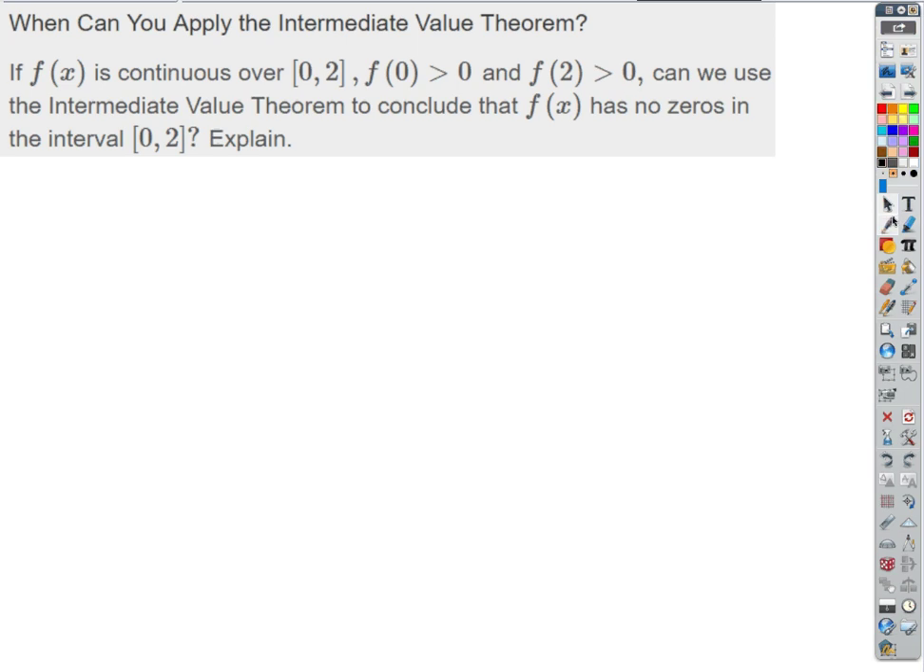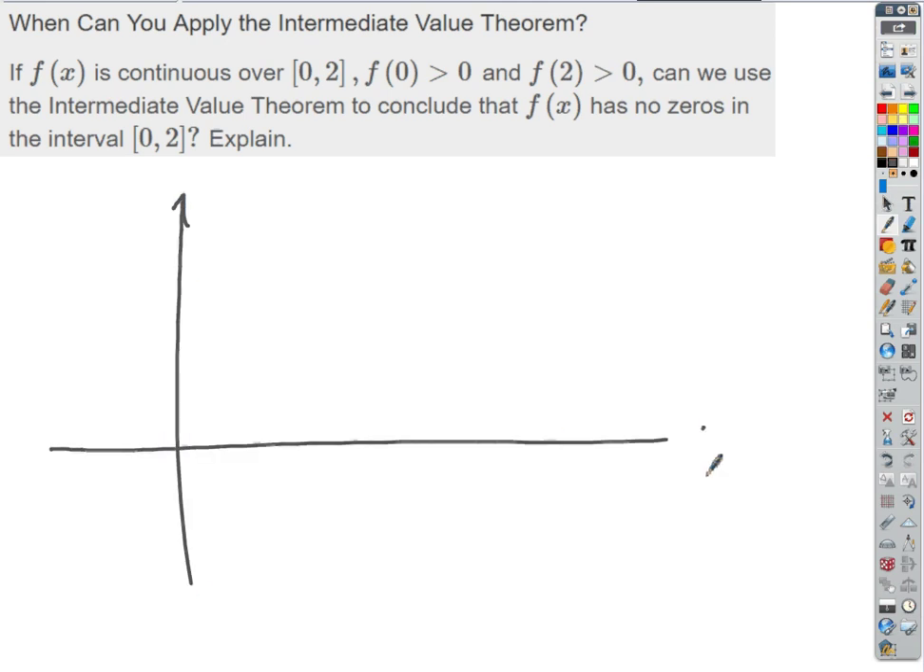Okay, so we could sketch something out here to kind of illustrate what we're talking about. At 0, the function is positive. F of 0 is positive. F of 2 is positive. Can we use the intermediate value theorem to conclude that f of x has no zeros?